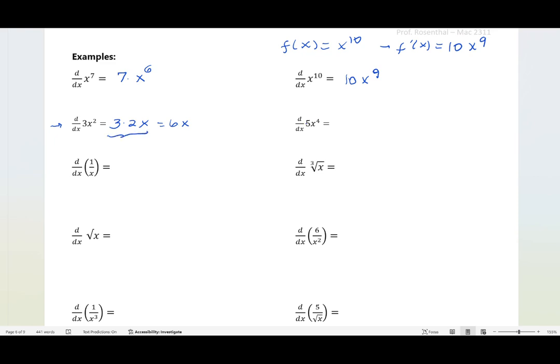Like, for example, the derivative of 5x to the 4th. So 4 will come down. I'll have 20x to the 3rd.